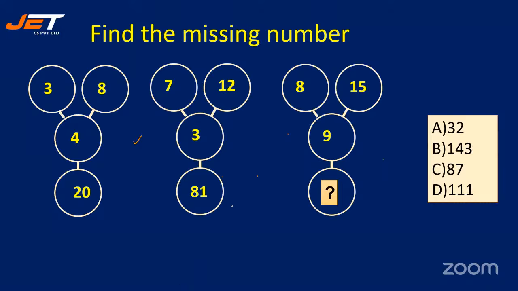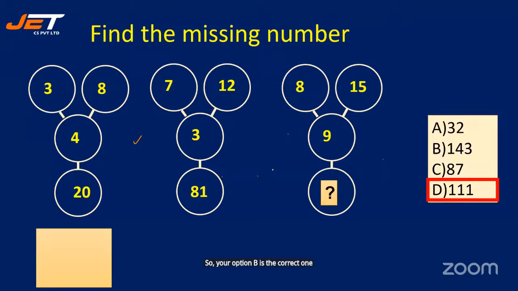Okay. Right. Now let's see the answer for this. So your option B is the correct one, 111. How is it? Now let's find the relation between the first and the second one. The first one says 3 into 8. 8 3s are 24 minus 4 will give us 20.